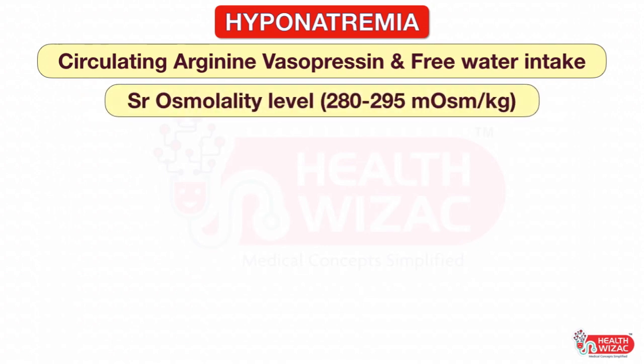Osmolality is the particle or solute concentration of a fluid, which is normally measured in milliosmoles per kg. Normal serum osmolality level is between 280 to 295 milliosmoles per kg. Depending upon the value of serum osmolality level, hyponatremia can be differentiated into 3 categories.